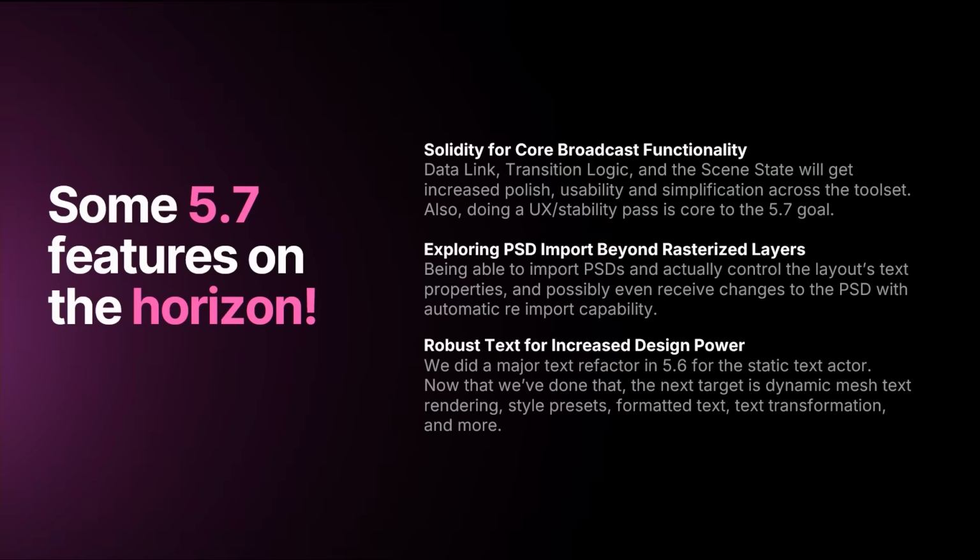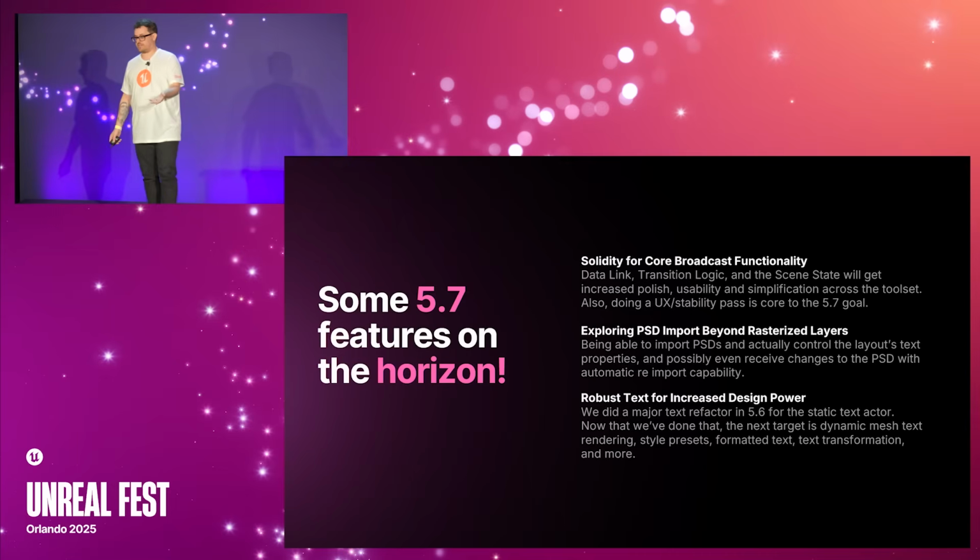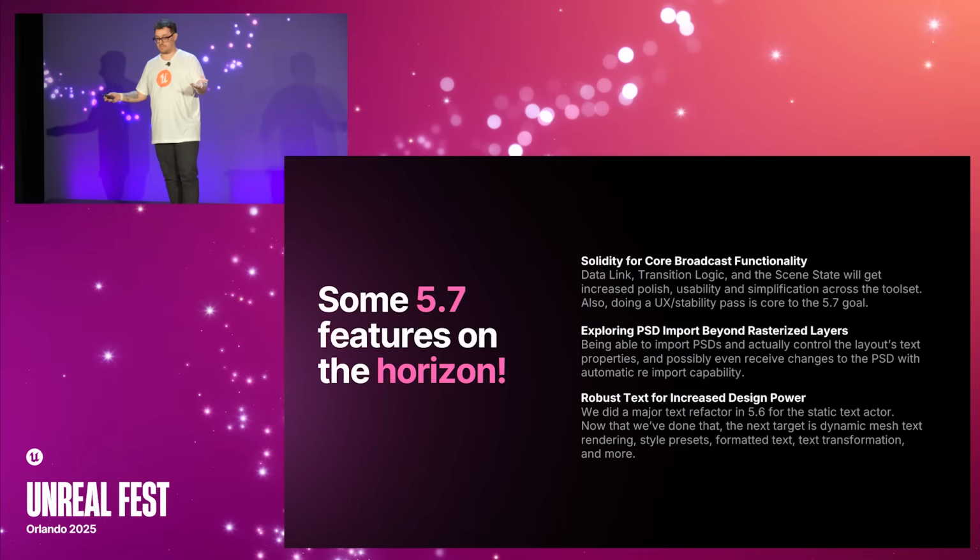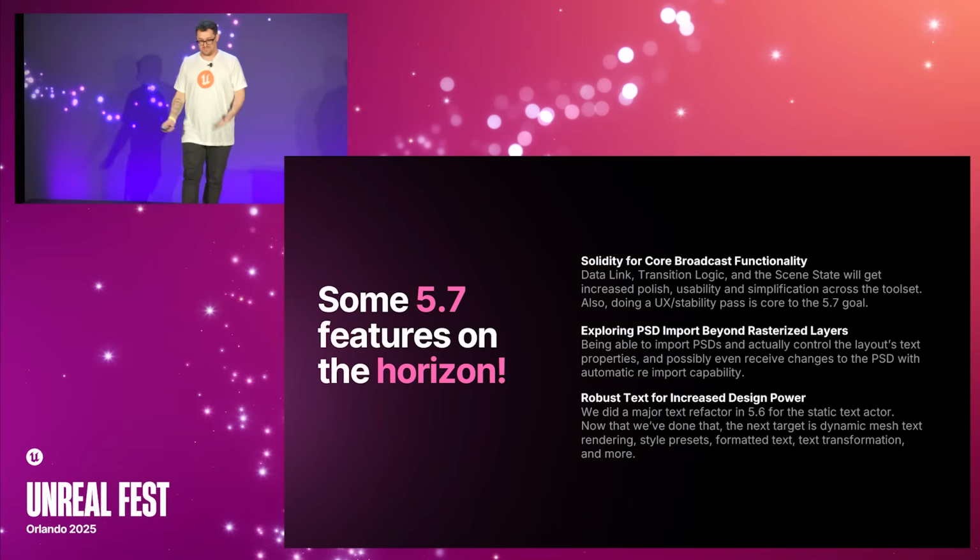So hit me up. We're going to explore PSD import beyond rasterized layers. That's what I mentioned earlier. Right now, when you bring it in, you're a bit locked. You have layers, you can do cool stuff with them, but you can't really change the text. What if we could actually recognize the text that's brought in as text and be like, oh, I'm going to make a page now and change all that, move it around? Yeah. So it's something exciting, right?